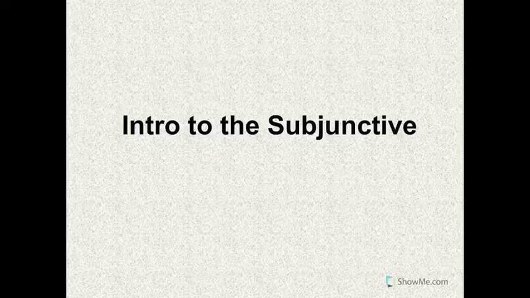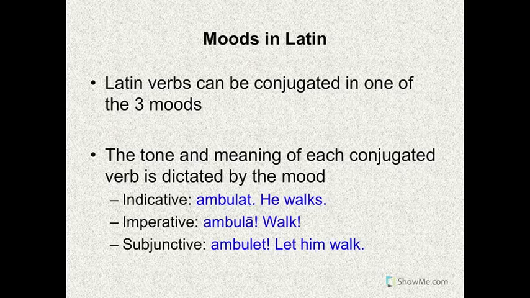In this video, we'll meet the subjunctive. Now, Latin verbs can be conjugated in one of three moods, and the tone and meaning of each conjugated verb is dictated by the mood we put it in. We're going to explore each of the three moods in detail, but first I want to give you a couple of examples. A good example of an indicative sentence is ambulat, he walks. For the imperative, ambula, walk. And for the subjunctive, ambulet, let him walk.